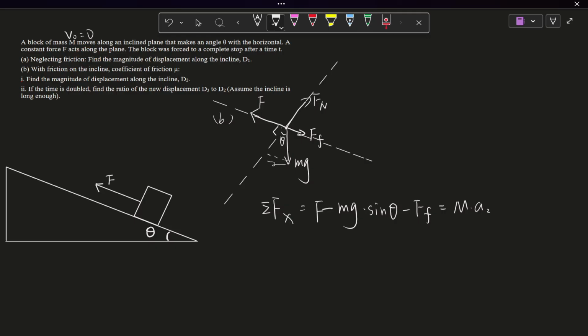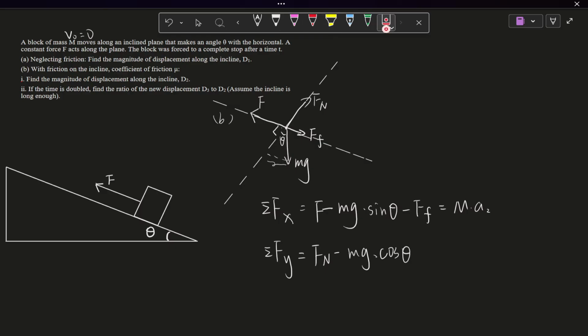And then we can write a net force. We cannot figure out the Ff yet because we don't know the normal force. So let's write the net force equation out for the vertical component as well. Net force Fy is equal to Fn minus, using trigonometry, mg times cosine theta.